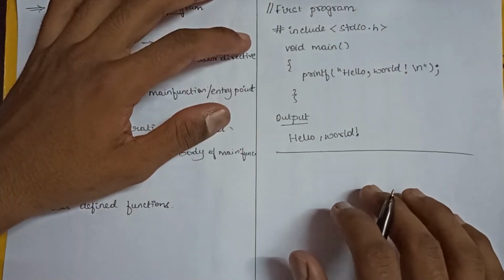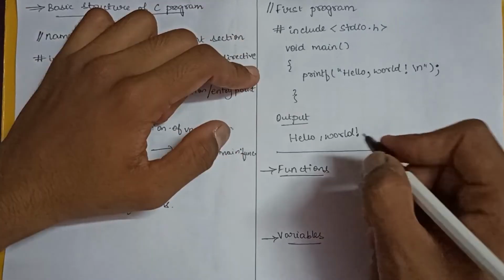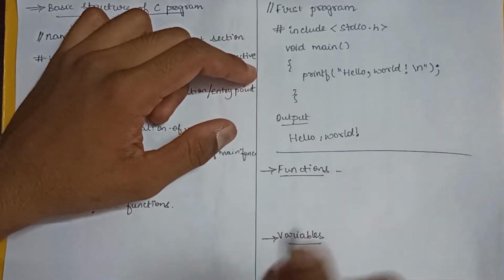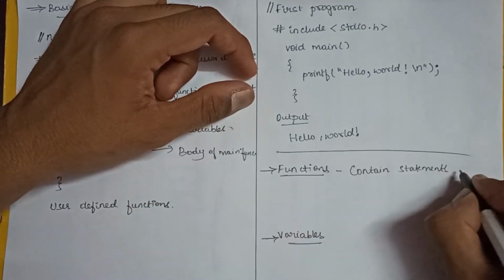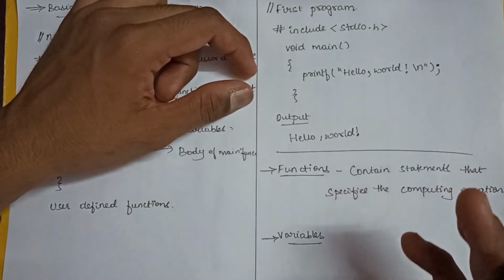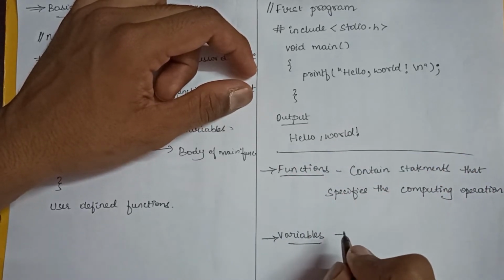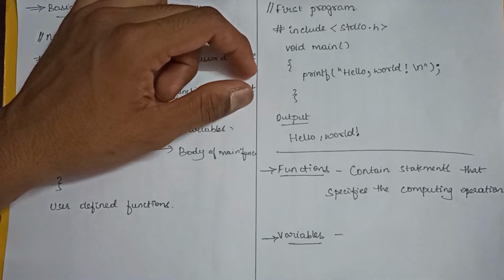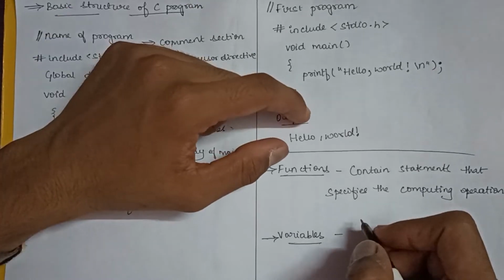Any C program consists of functions and variables. The functions contain statements that specify the computing operation or how the program needs to run. Variables, on the other hand, store the values used during the computation.